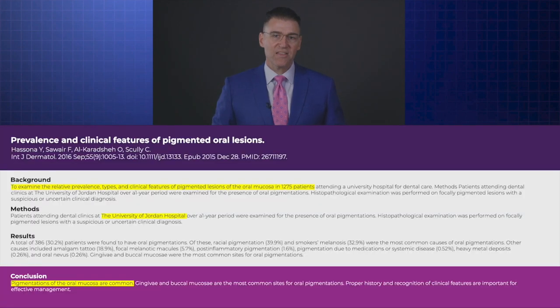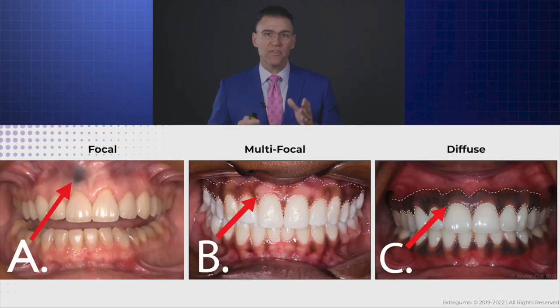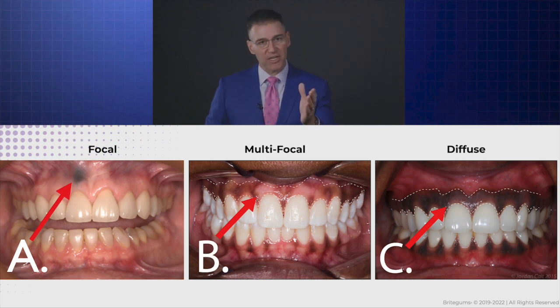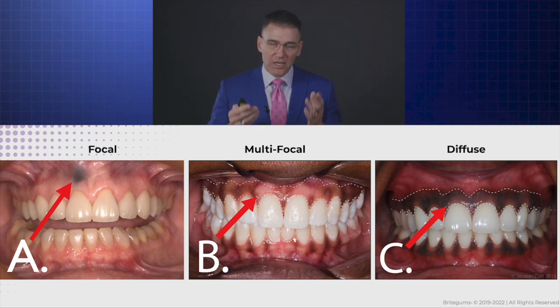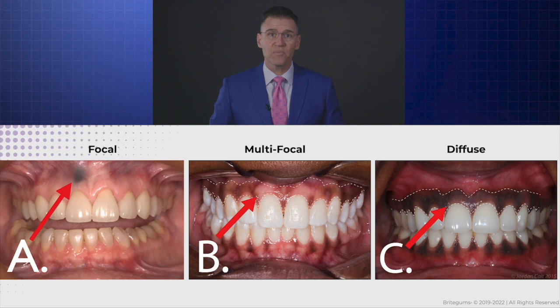Now, in this journal article, what they say is that it's very common to see pigmentation in the oral environment. And I think that this is a very clean way of organizing them into two main categories, focal and diffuse. So in this illustration right here, you can see on the A picture that we have a focal pigmentation, most likely an amalgam tattoo, for instance. But on the middle one, we have multifocal, or we could call this blotchy, where we have areas of pigmentation and areas of pink. And then the one on the far right, letter C, is diffuse.